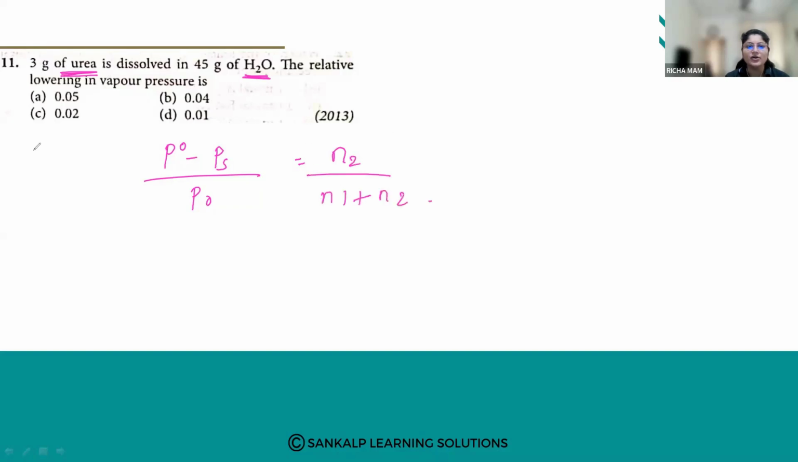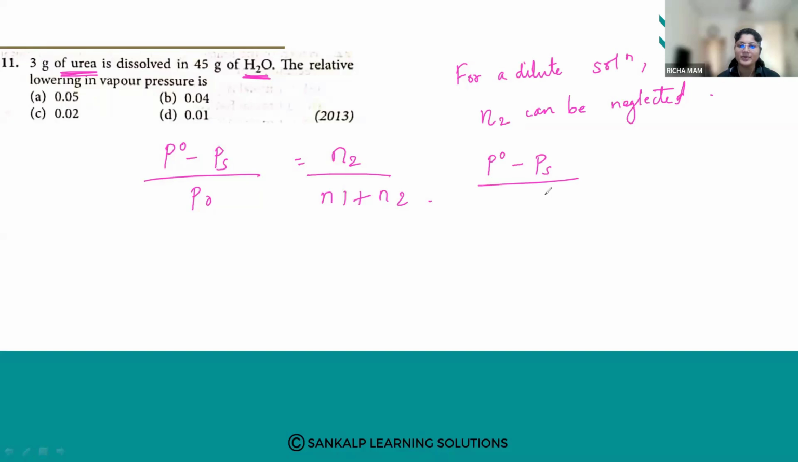Now this is a very dilute solution. For any dilute solution, N2 can be neglected in the denominator. So P naught minus Ps, that is vapor pressure of solution, by P naught is equal to N2 by N1. N2 is the number of moles of the solute, urea, which is given weight upon molecular weight.